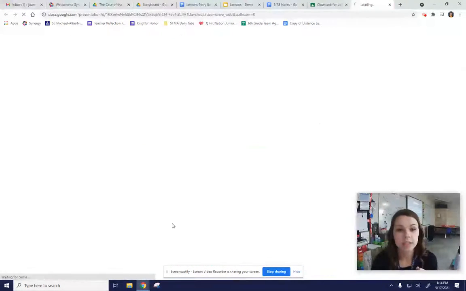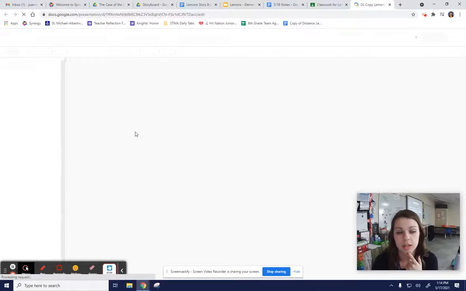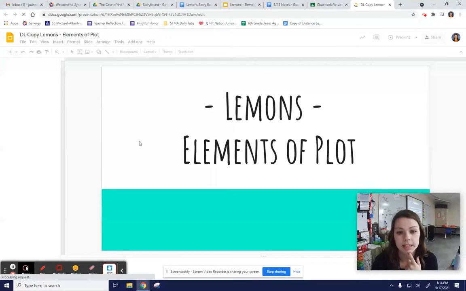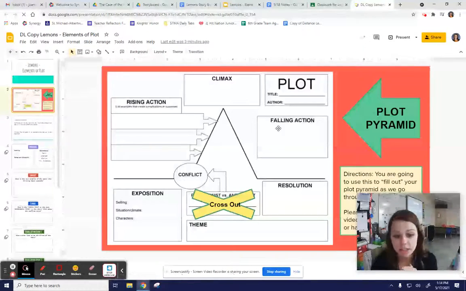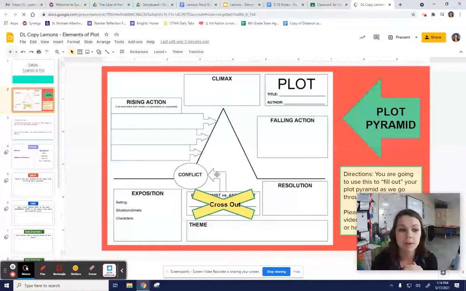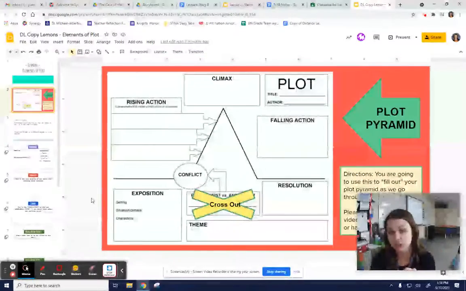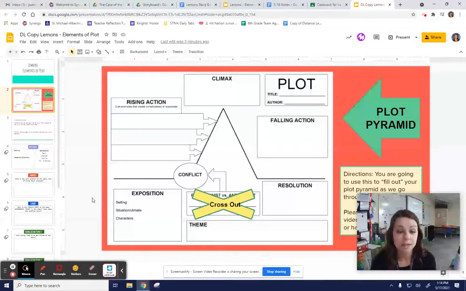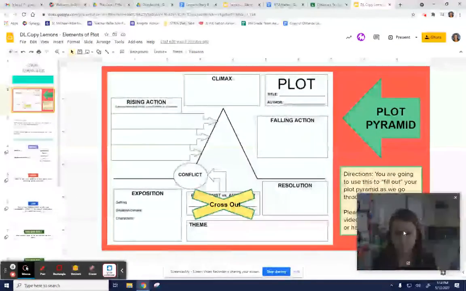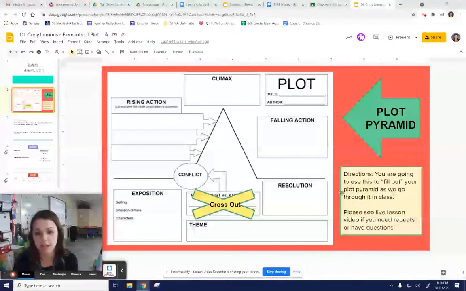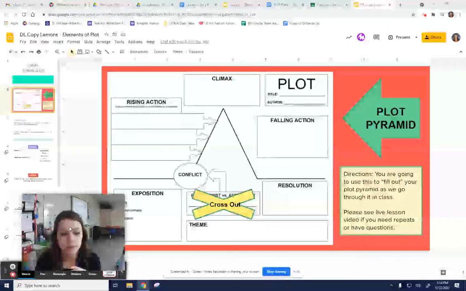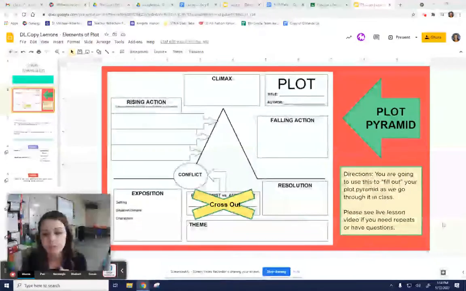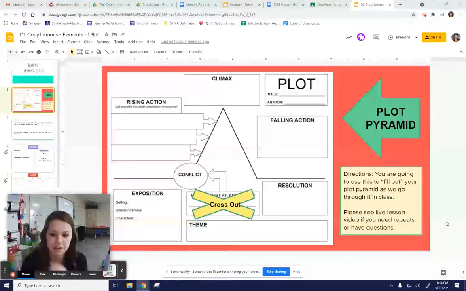However, when you click on this here, you will notice that it'll open up and you have your Lemons elements of plot. Essentially, the in-person people are filling this out on paper. You are filling out the Google Slides version. It doesn't look very pyramid-y, but it's still there. So again, your directions are over here. You're going to use this to fill out your plot pyramid as we go through it in class, aka in this video. Please see the live lesson video, this video, if you need repeats or have questions.